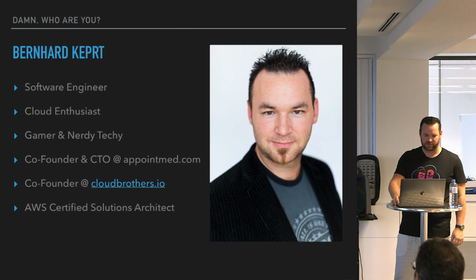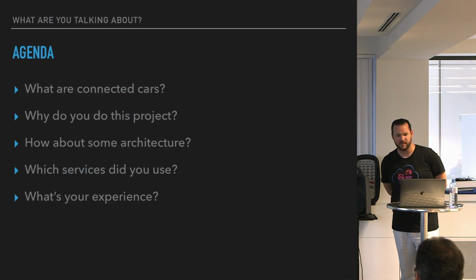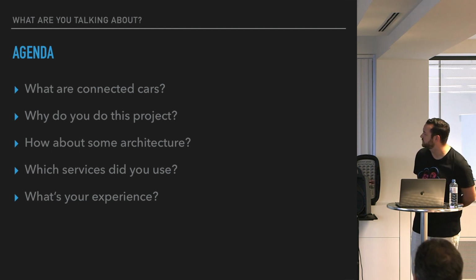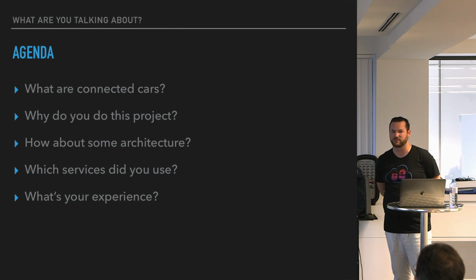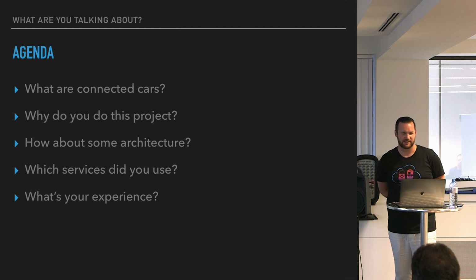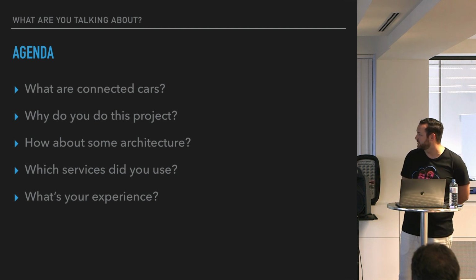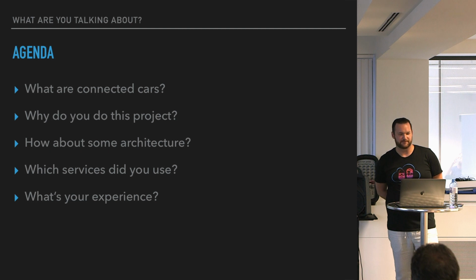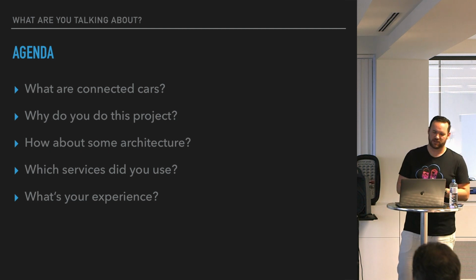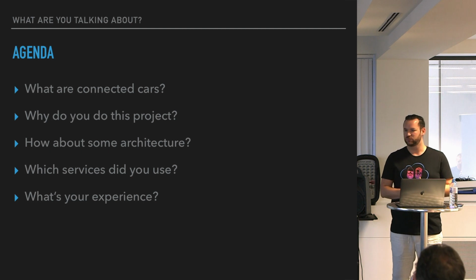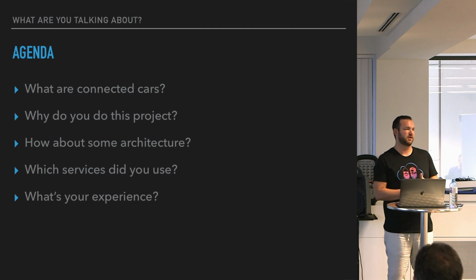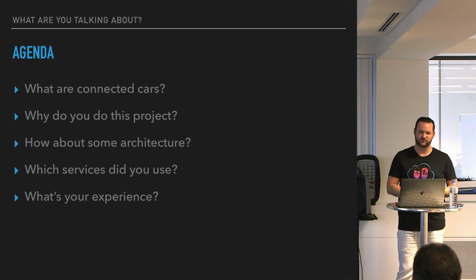So let's go on. What's the agenda for today? Mainly I talk about connected cars in the cloud. So first of all, we talk about what a connected car actually is and why we started this project. And then I'll show you something about the architecture that I used in the cloud, which services I consume in AWS, and what's my experience with those services, or I try to share some best practice for those services.